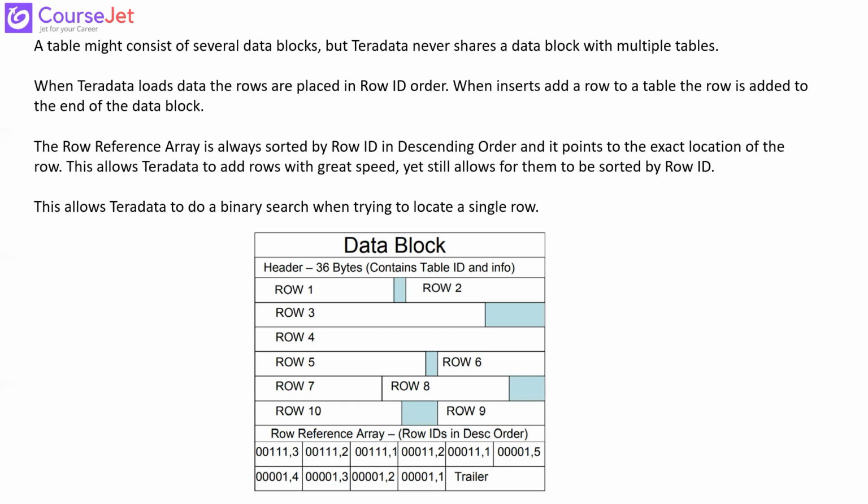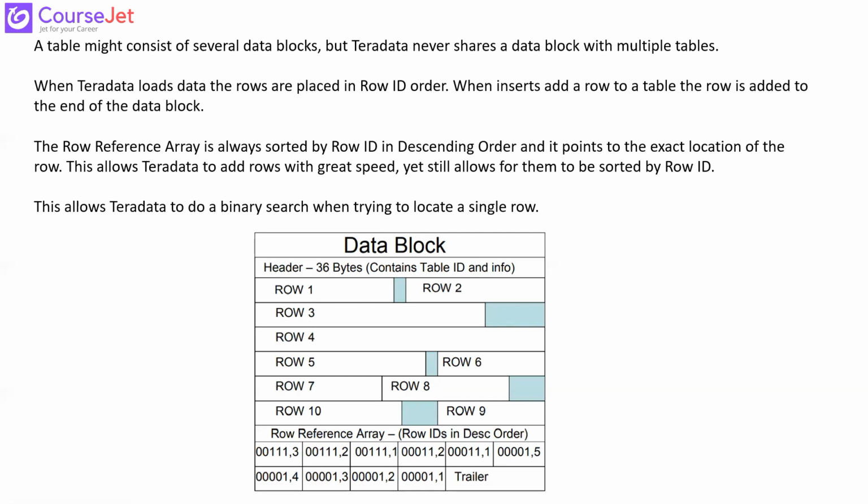So this is how the rows are stored, sorted and stored. Whenever a new row comes, it will be loaded at the end of the data block. The row reference array is always sorted by row ID, in descending order, and it points to the exact location of the row. This array will have which row is stored where inside this data block.